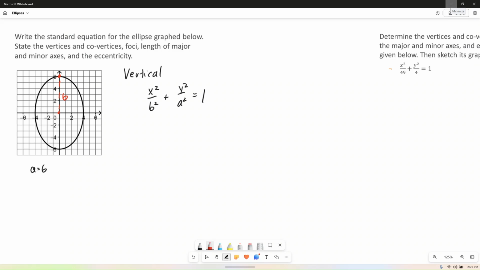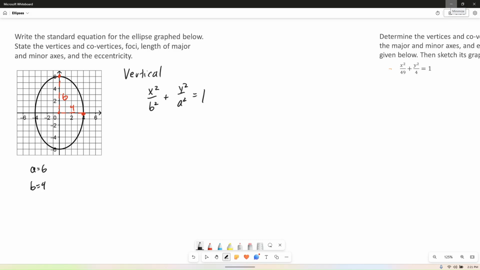That's also going to be related to our major axis, but we'll get to that in a second. If we look at the distance from the center to the closest side of the ellipse, that's going to be our b value. In that case, it's a horizontal distance. From the center to either side of the ellipse is a distance of 4. So my b value is 4.